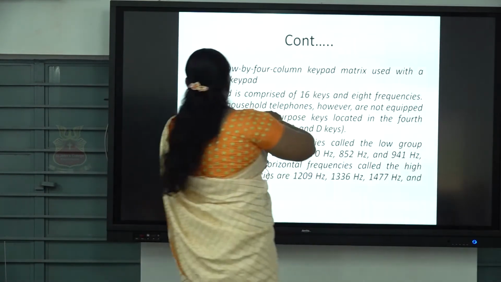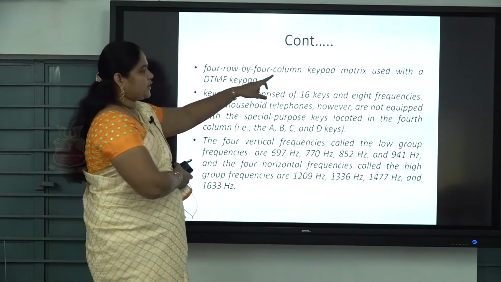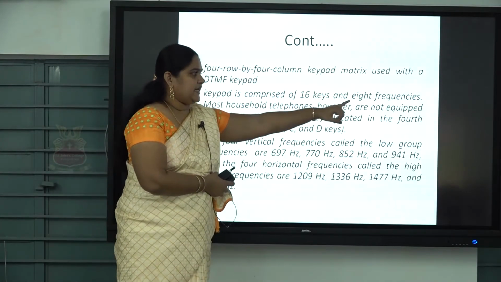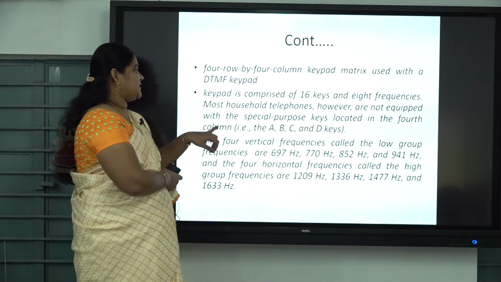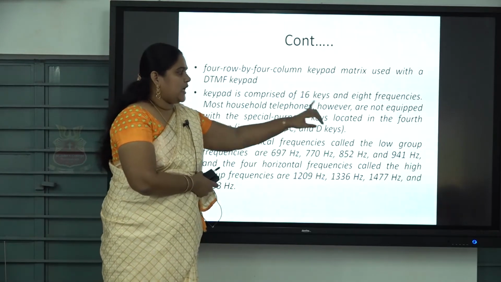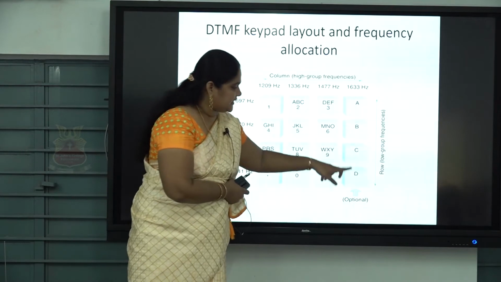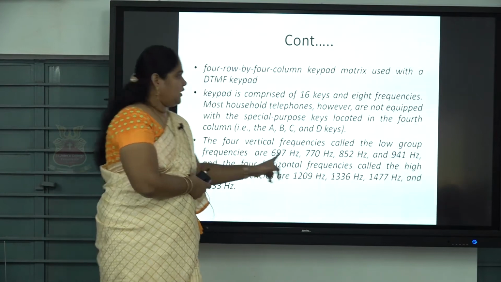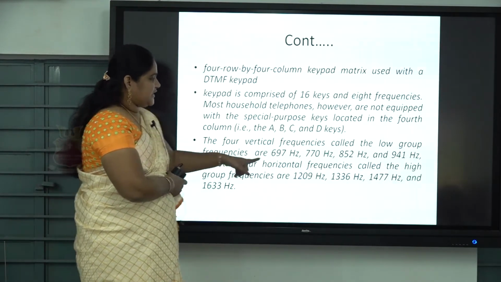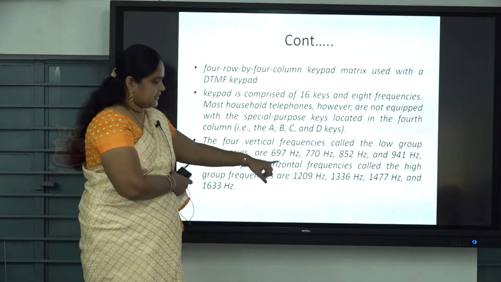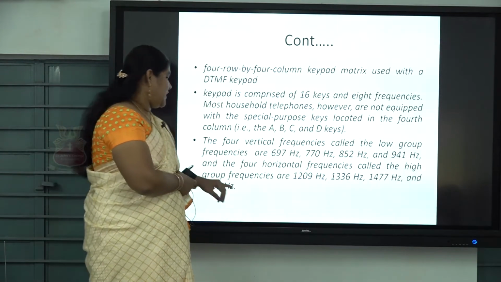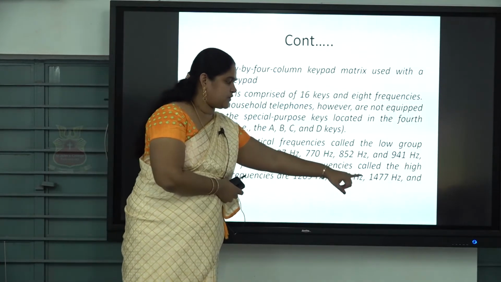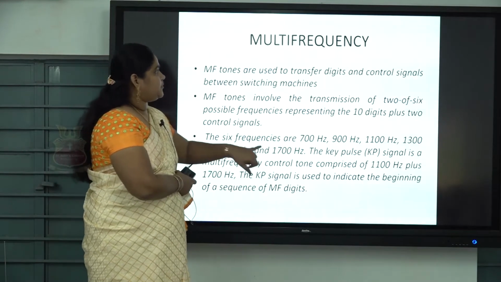It's a 4 row by 4 column keyboard matrix used by the DTMF keyboard. The keyboard is comprised of 16 keys and 8 frequencies. Most household telephones omit the A, B, C, D keys, which are optional. The 4 vertical frequencies, called the low group frequencies, are 697, 770, 850 and 941 Hz. The 4 horizontal frequencies, called the high group frequencies, are 1209, 1336, 1477 and 1633 Hz.